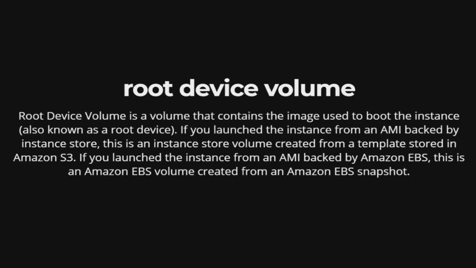Root device volume. Root device volume is a volume that contains the image used to boot the instance, also known as a root device. If you launched the instance from an AMI backed by instance store, this is an instance store volume created from a template stored in Amazon S3. If you launched the instance from an AMI backed by Amazon EBS, this is an Amazon EBS volume created from an Amazon EBS snapshot.